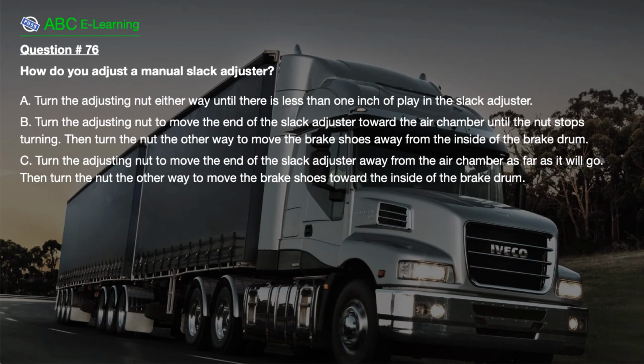Question number 76. How do you adjust a manual slack adjuster? A. Turn the adjusting nut either way until there is less than 1 inch of play in the slack adjuster. B. Turn the adjusting nut to move the end of the slack adjuster toward the air chamber until the nut stops turning. Then turn the nut the other way to move the brake shoes away from the inside of the brake drum. C. Turn the adjusting nut to move the end of the slack adjuster away from the air chamber as far as it will go. Then turn the nut the other way to move the brake shoes toward the inside of the brake drum.